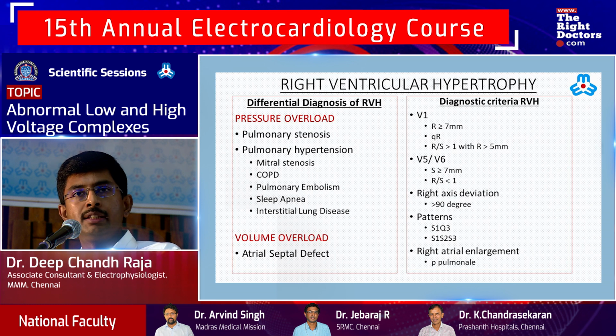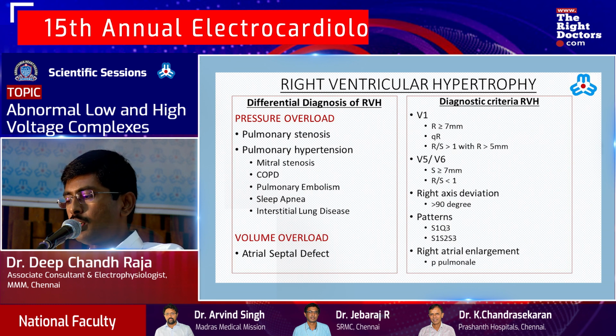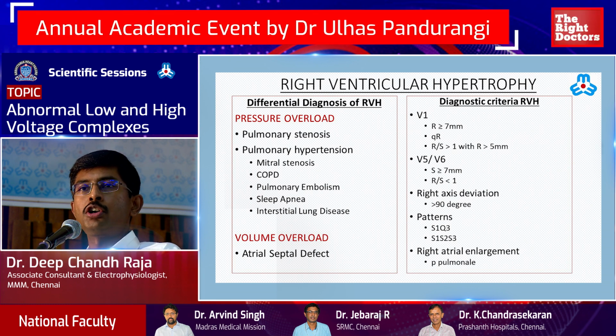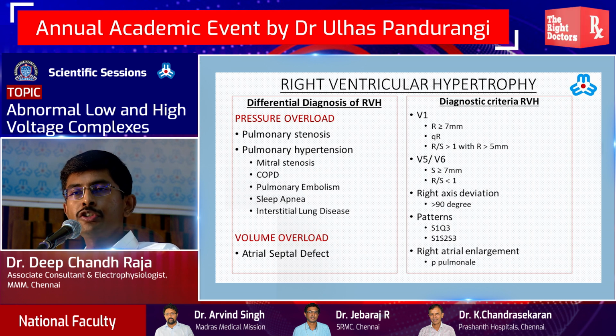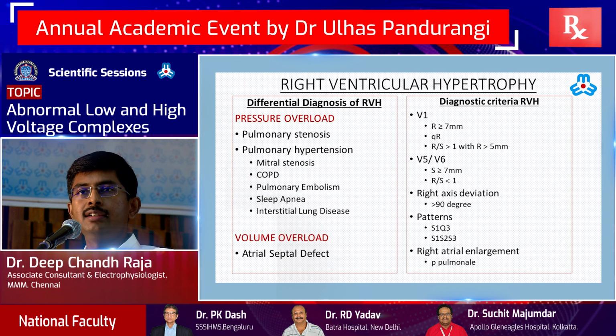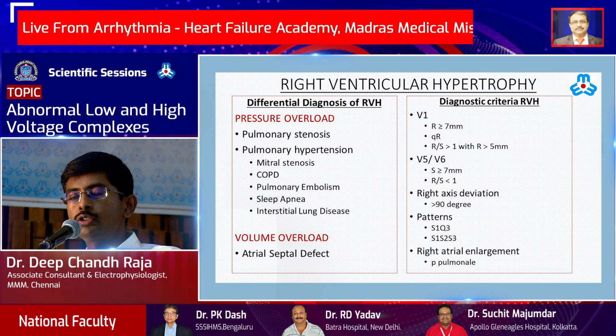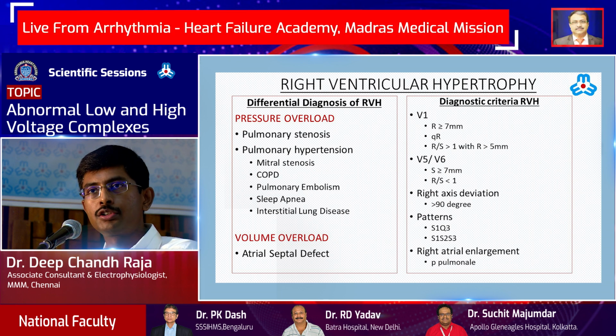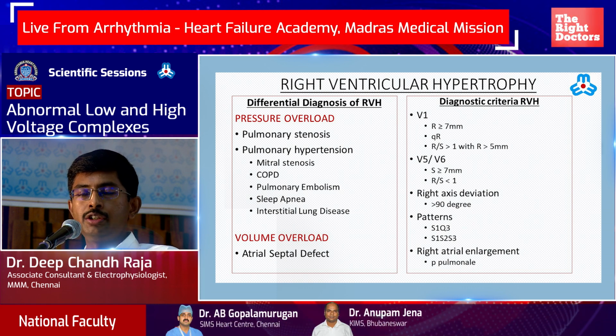So these criteria for right ventricular hypertrophy, I'm not going to explain each of them. All of these are available in the books. All you need to understand is, whenever you look for tall R waves in V1, you should also look at deep S waves in V5 and V6 because they are diametrically opposite. So even if you do not find tall R waves in V1 or V2, and if you find deep S waves in V5 and V6, you should think about right ventricular hypertrophy. The same stands true for left ventricular hypertrophy in the other direction.